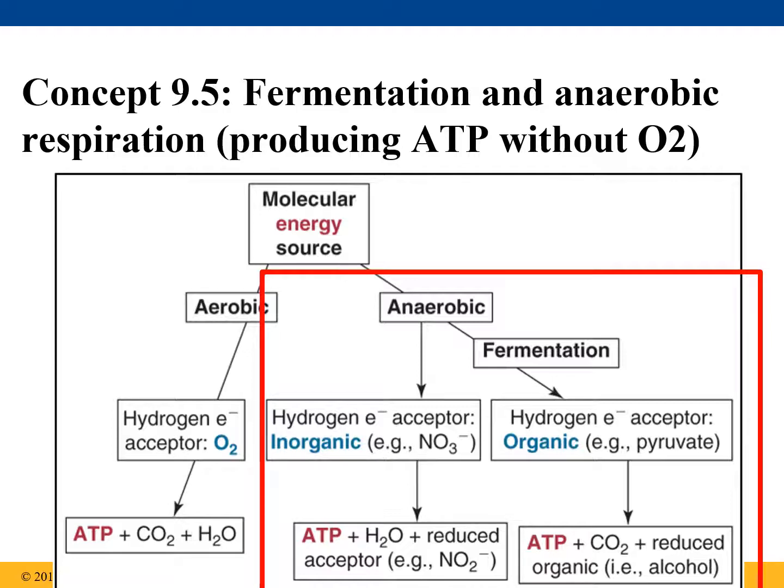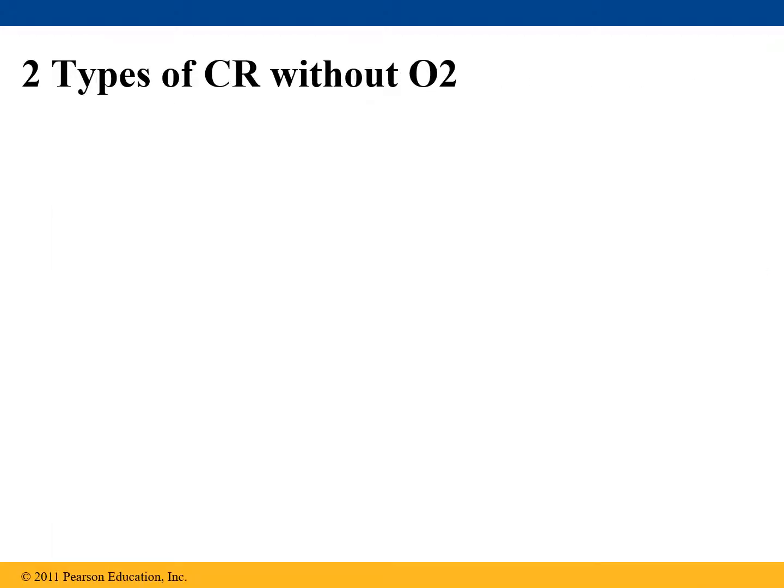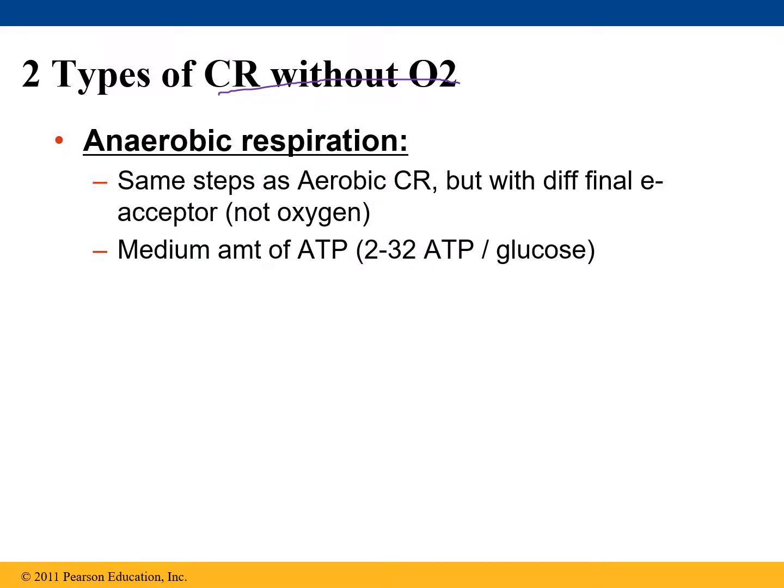Like I said, for now we're going to zoom in on these two because we looked at the last two in the last section. All right, so these two types of cell respiration without O2. First one is anaerobic respiration. This goes through the same steps as aerobic. However, it has a different final electron acceptor, not oxygen, and it creates a medium amount of ATP.